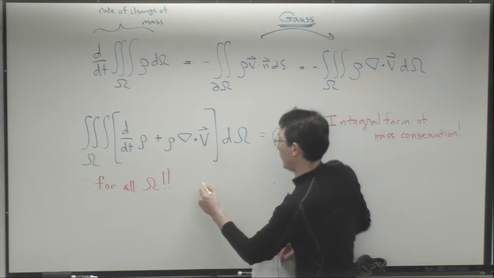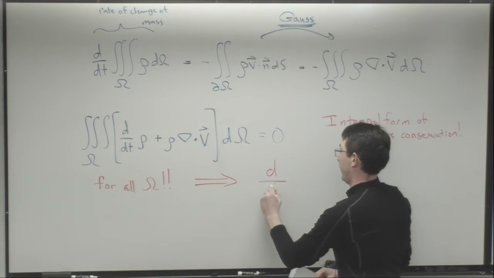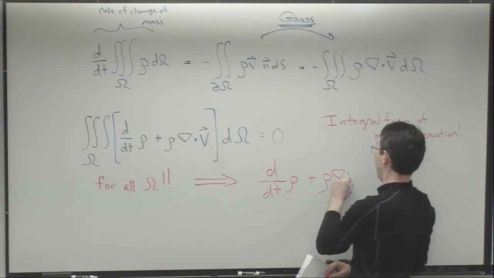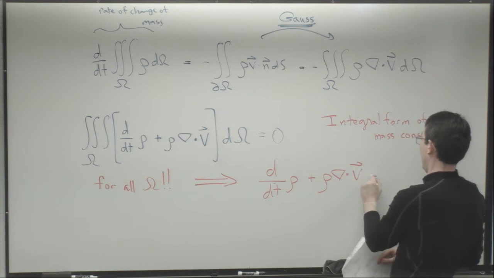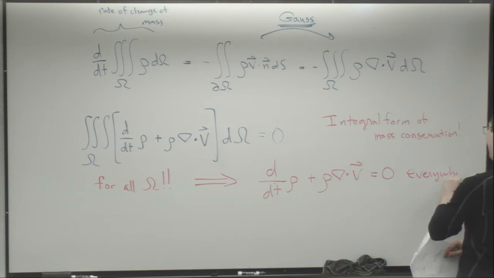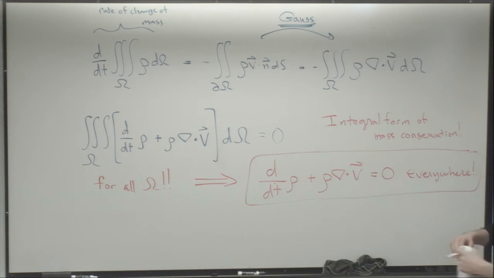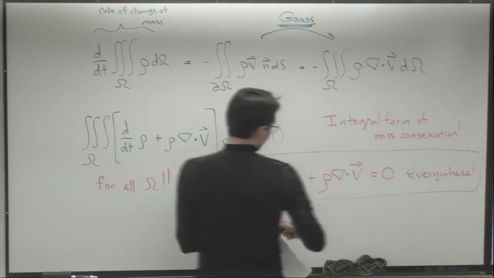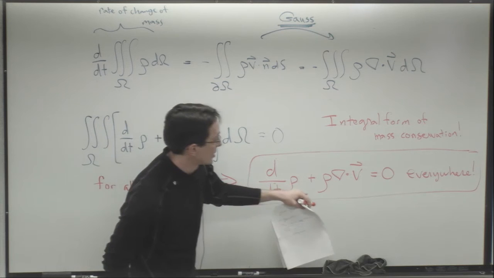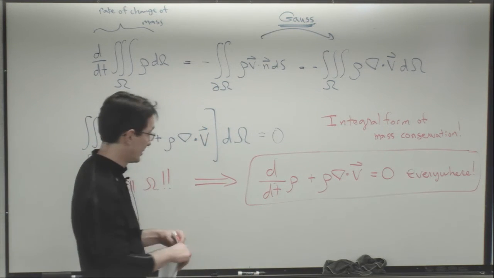And so the only way that this can possibly be consistent is if ddt of rho plus rho times the divergence of V equals 0 everywhere. Okay, this is our first partial differential equation. This is a partial differential equation for mass conservation. This is called the continuity equation in fluids and elastics.